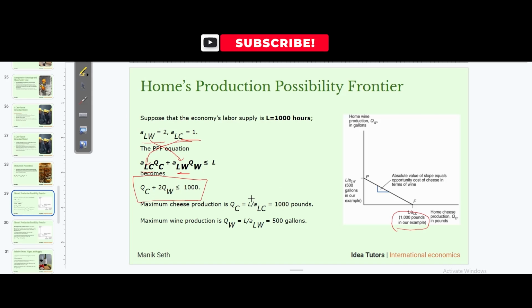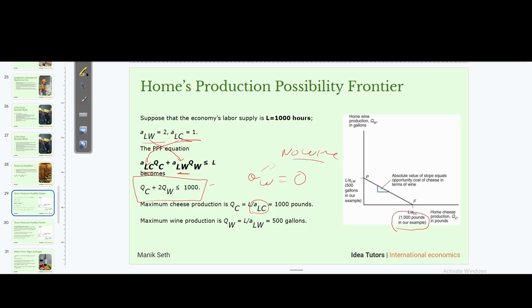Okay, so QC is here. I want the value of QC, and I'll just rearrange the terms and get the value. QC is equal to L by ALC, which is the total labor supply divided by ALC, which is 1 unit of labor. And similarly for wine, I can get that. So 1,000 is my L in this case. For labor, I'll just divide that 1,000 by the per unit labor requirement, which is 1.